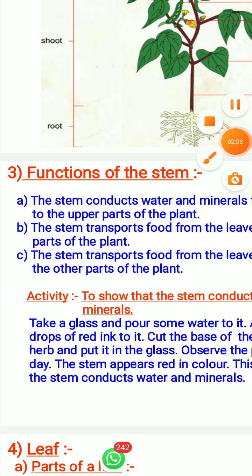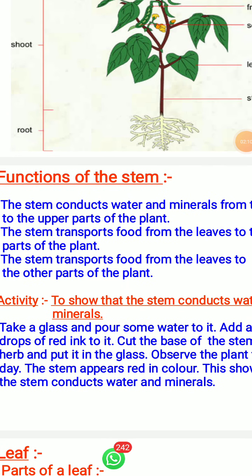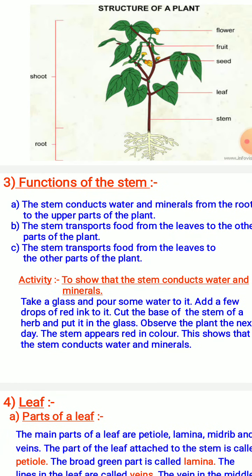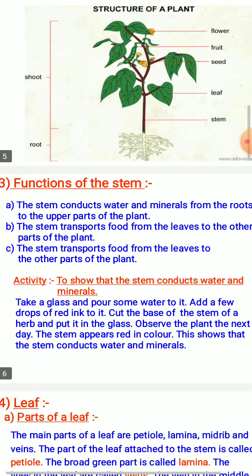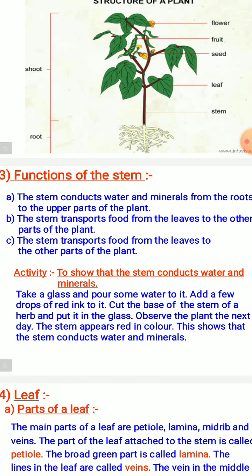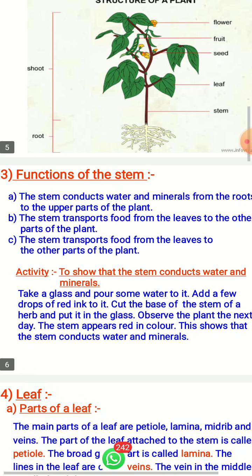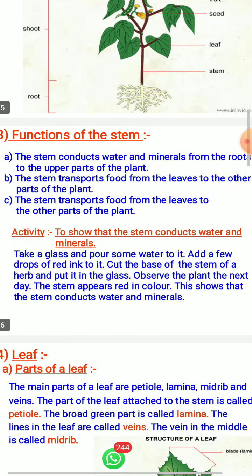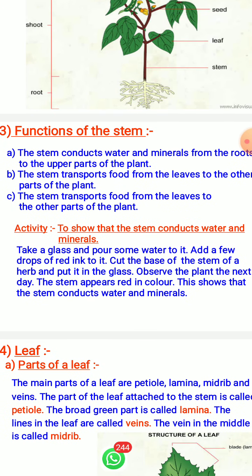So the stem conducts water and minerals from the roots to the upper part of the plant, and it also transports food from the leaves. You know that food is prepared in the leaves in the presence of sunlight and chlorophyll. That food is transported to the other parts of the plant.